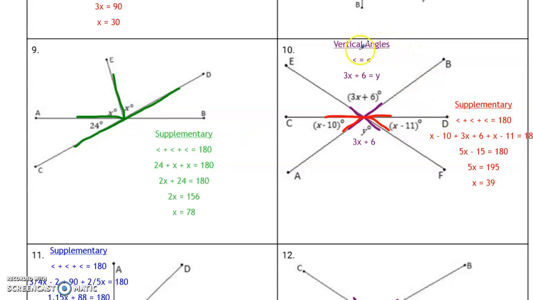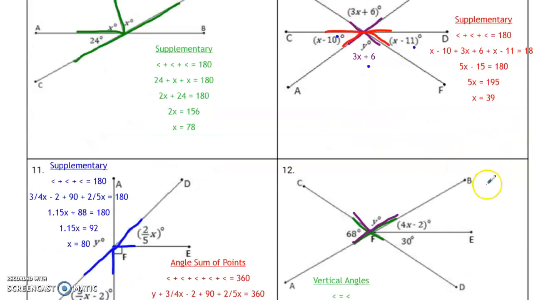Here again, we had vertical angles. We said that these two angles were equal to each other, the 3x plus 6 and the y. So all we said was, well, y is equal to 3x plus 6. We needed to do that because supplementary angle says that this angle and this angle add up to 180. So we substituted and solved.